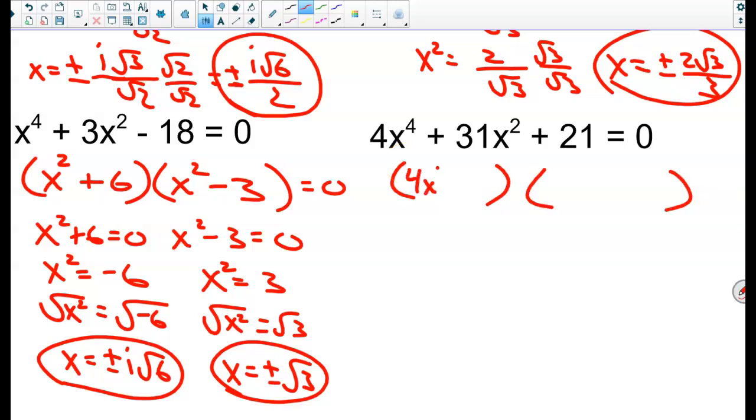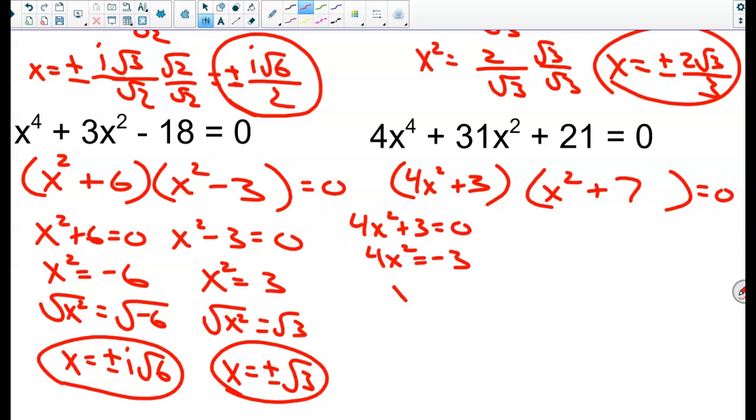We're going to use 4x squared and x squared. My factors of 21 are 7 and 3. So plus 3 and plus 7. This will have a bunch of i's with it. 4x squared plus 3 equals 0. 4x squared equals a negative 3. And x squared equals a negative 3/4.